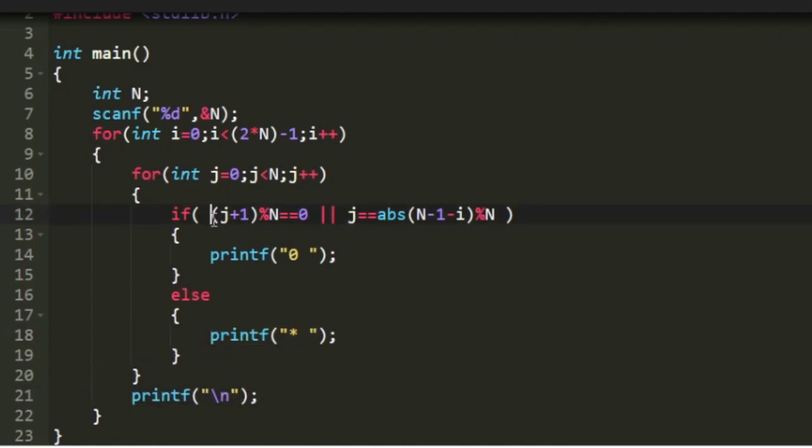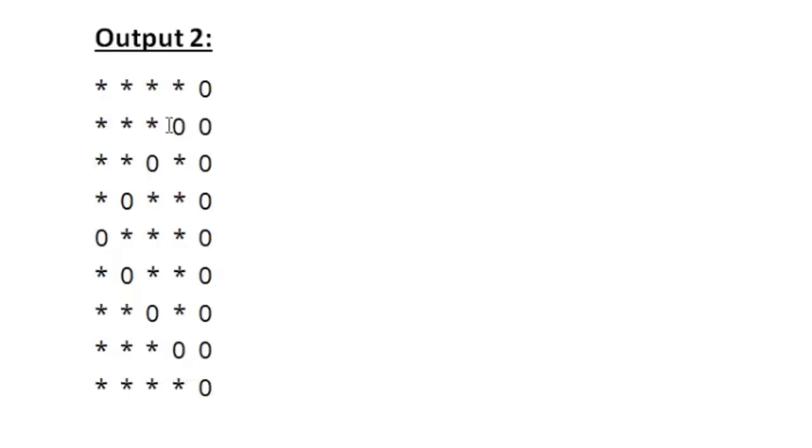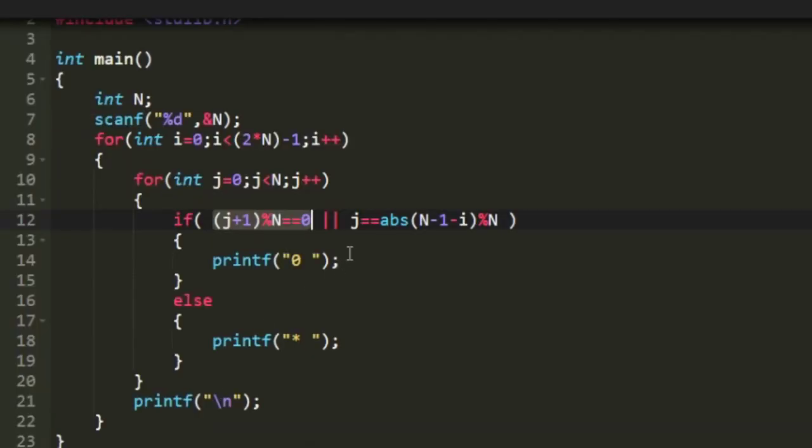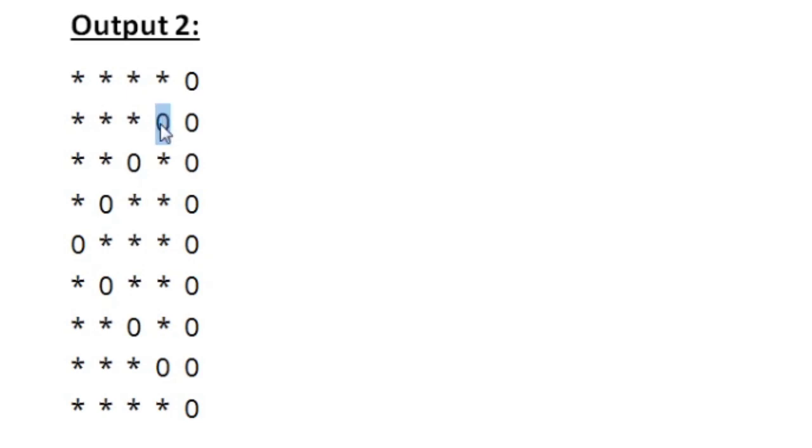Here j plus 1 mod n equal to 0 would be the last 0. So this condition is for printing the last 0, and then the second condition, j is equal to the absolute difference of n minus 1 minus i mod n. The second condition prints 0 in these positions. So we will get our desired output pattern.